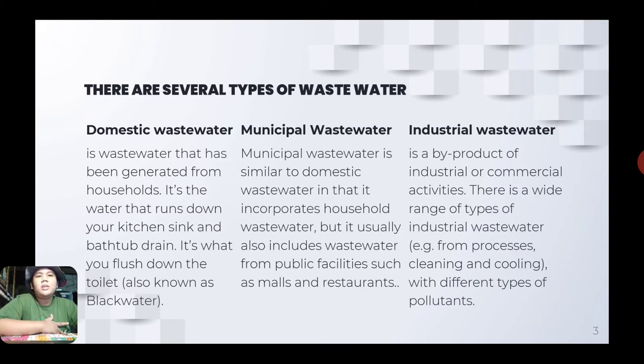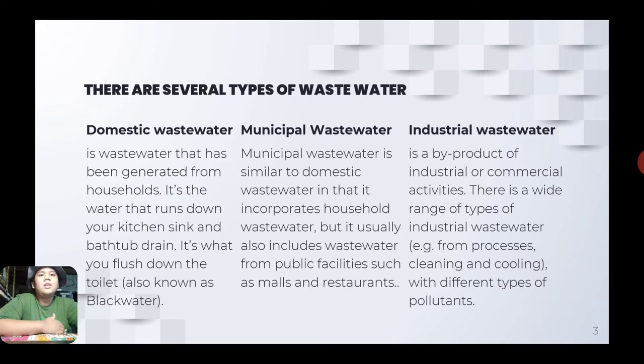Next is the municipal wastewater. Municipal wastewater is similar to domestic wastewater in that it incorporates household wastewater, but it usually also includes wastewater from public facilities such as malls and restaurants, and commercial and institutional facilities in urban areas.